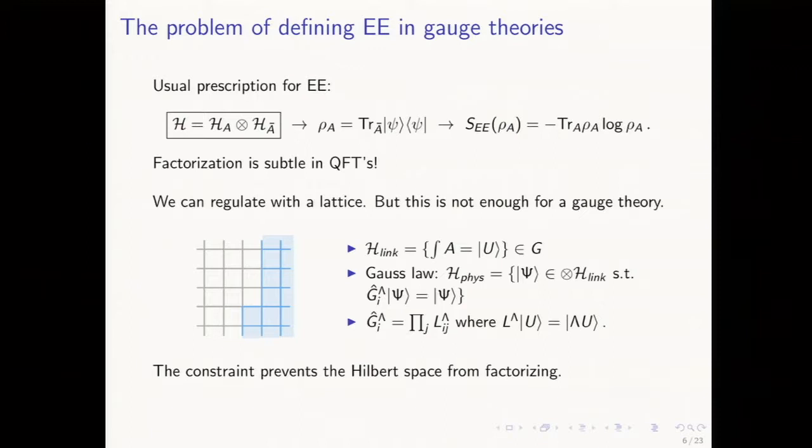At the top of this slide here, I have the usual prescription that we usually have in mind, right? When we compute an entanglement entropy, we assume we have a Hilbert space that factorizes into the tensor product of two subsystems, which allows us to compute a reduced density matrix by taking a partial trace, and then the entanglement entropy is the von Neumann entropy of that reduced density matrix.